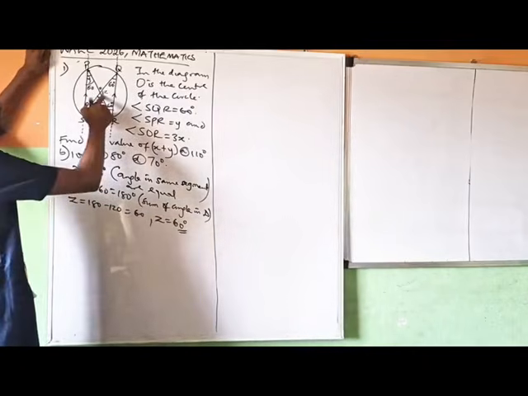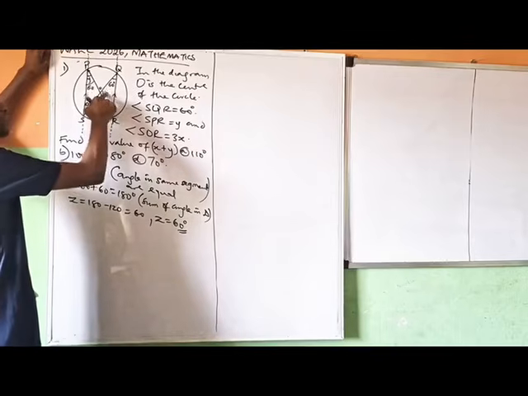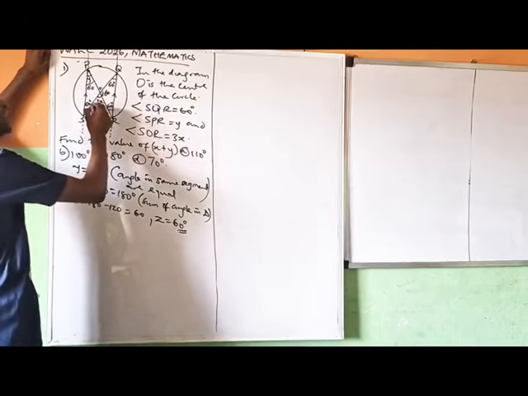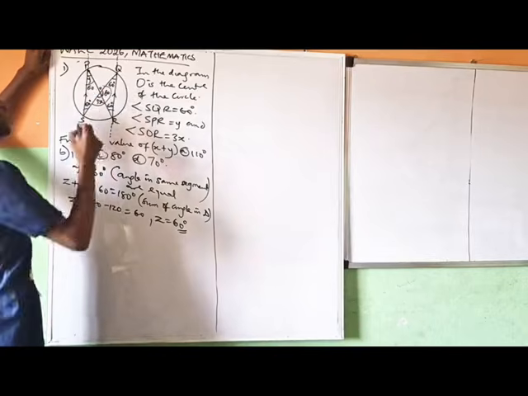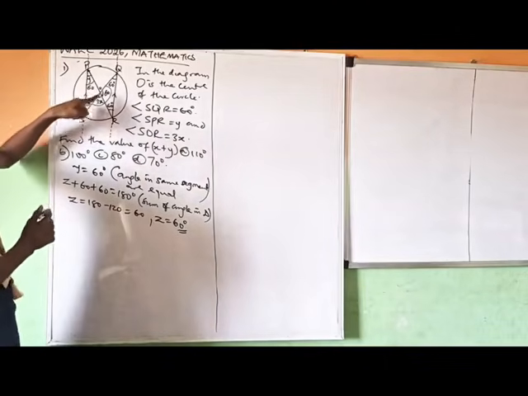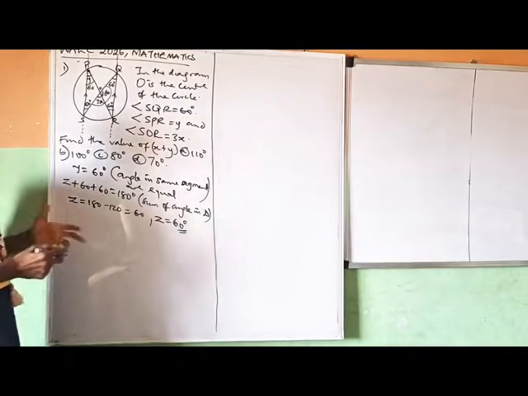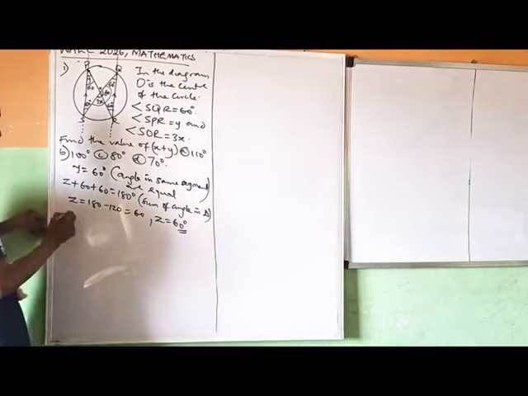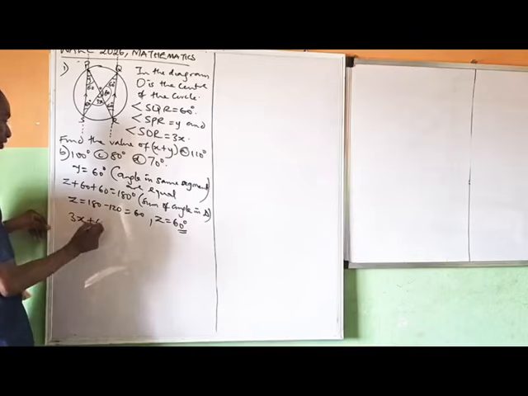So if this angle is 60 degrees, let me replace it there, 60 degrees. Now this point to this point is angle on a straight line. This is a straight line. And what's the sum of angles on a straight line? 180 degrees. So I'm going to say 3x plus 60 is equal to 180 degrees.